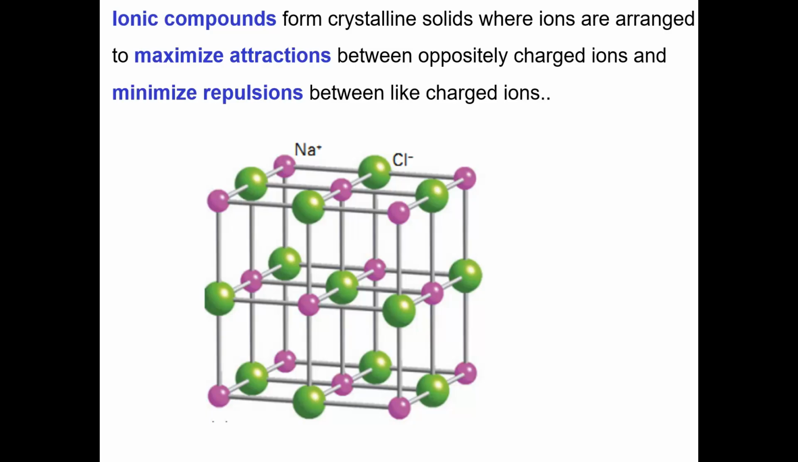Now, ionic compounds also form crystalline solids. In this case, the particles that are repeating regularly are cations and anions. In particular, the ions are going to organize themselves to maximize attractions between oppositely charged ions, but minimize repulsions between like charged ions, so that they hold together. But the important thing to realize is that in an ionic crystalline solid, it is ions that are the regularly repeating particle.